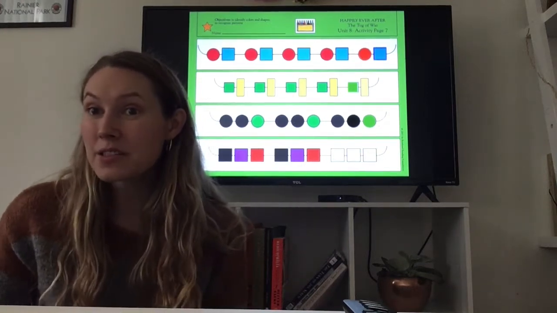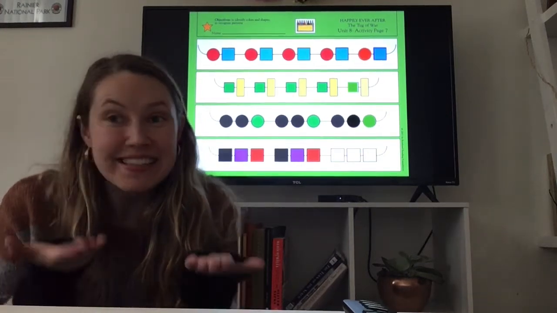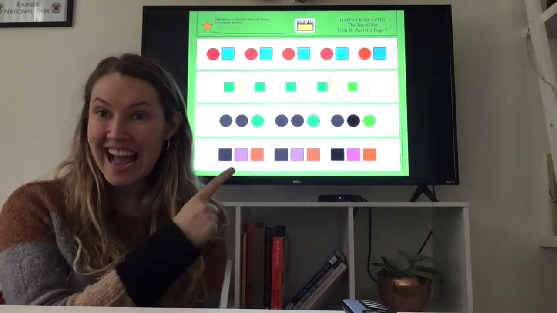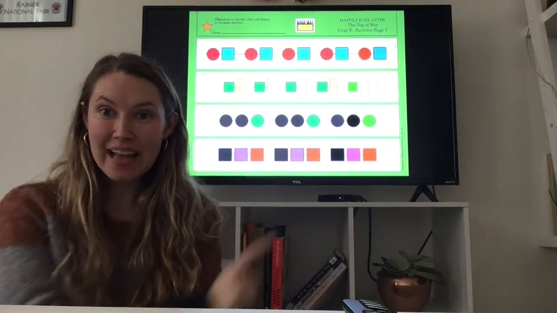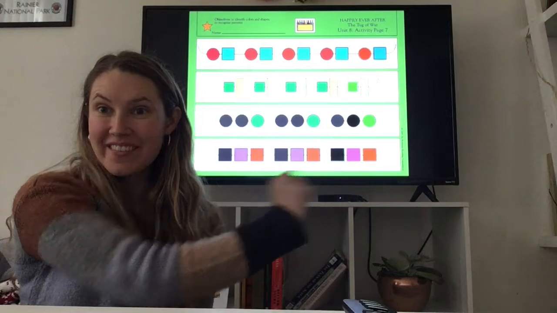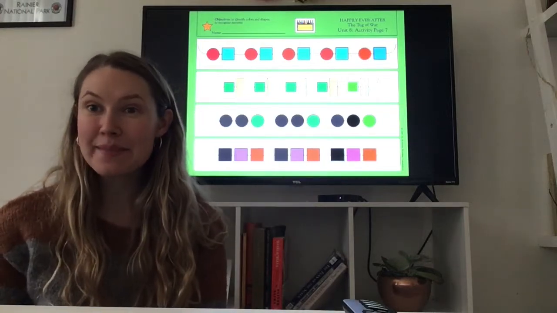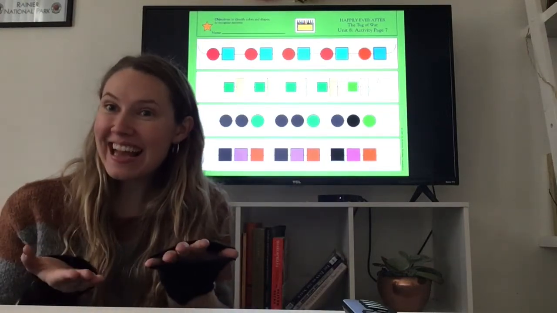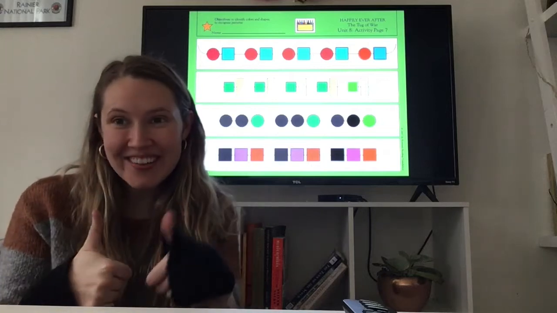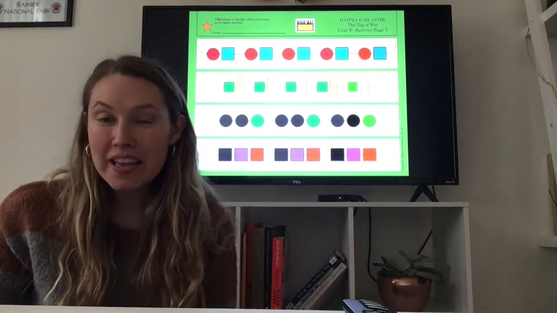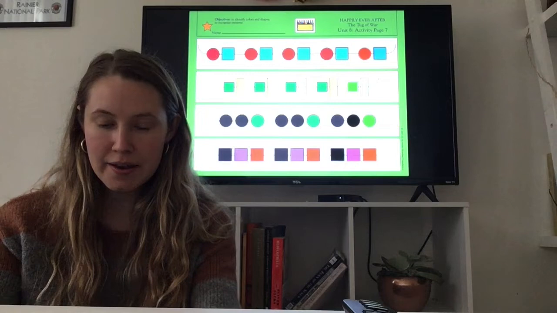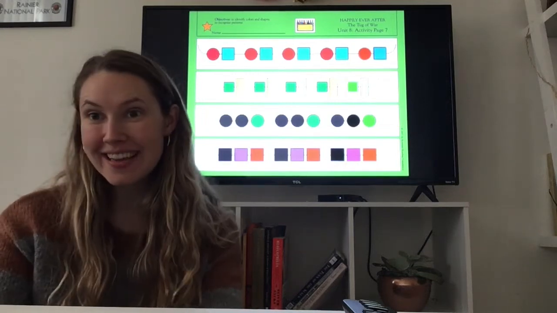Okay, color in your last squares. I'm going to color in mine and let's see if we get the same thing. Okay, I colored in my last pattern. I did black, purple, red for my ABC pattern. Is that what you guys got? Great job. All right, we're going to turn the page over and do number 8, activity page 8.